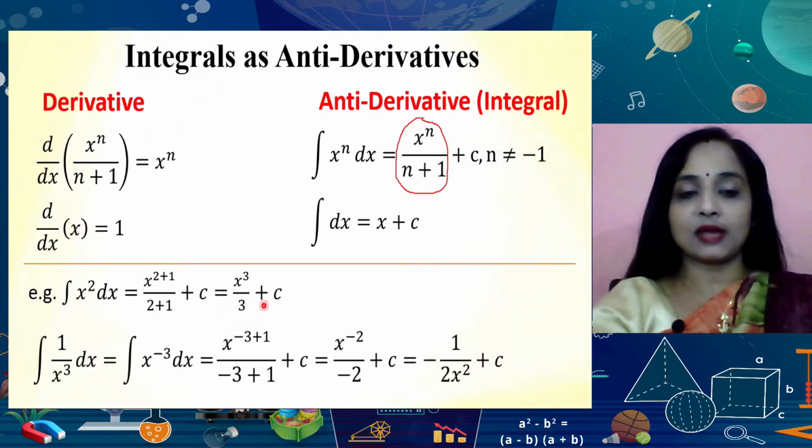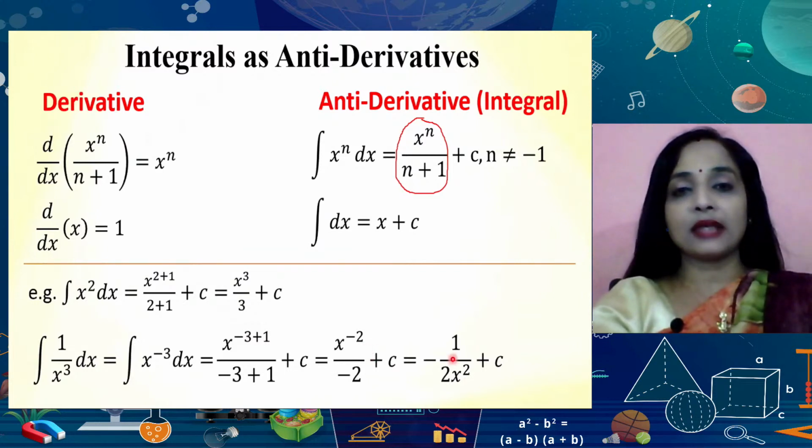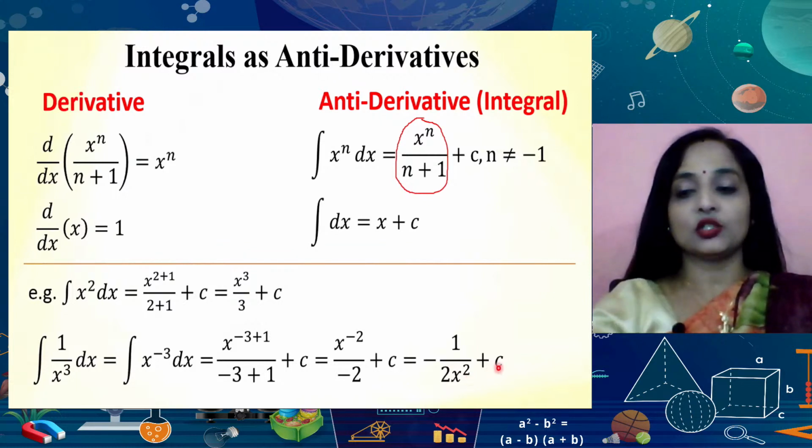Let's have one more example. How will you integrate 1 upon x to the power 3? This can be written as the integral of x to the power minus 3. So integrating by using the same formula, it will become x to the power minus 3 plus 1 divided by minus 3 plus 1 plus c, of course. So when you solve it, you will get x to the power minus 2 divided by minus 2, which can be rewritten as minus 1 upon 2 x square. This power minus 2 will make it 1 upon x square, plus constant of integration.